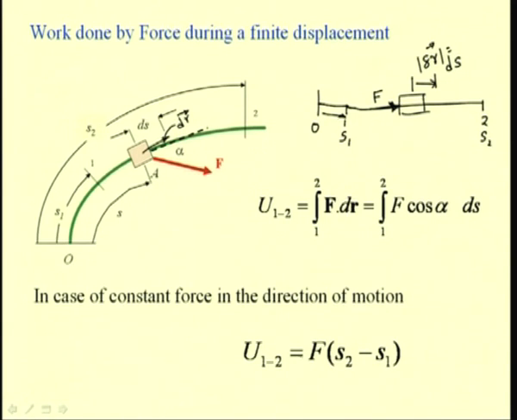So, this way it is possible to define the work of this constant force in displacing this object from position 1 to 2. So, we see that the work done is dependent on the final position, that is the position 2, and the initial position S1.